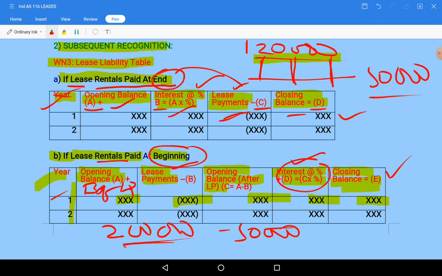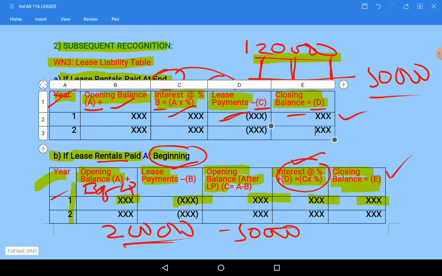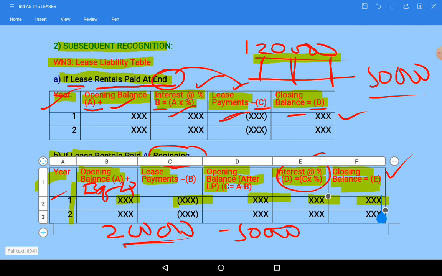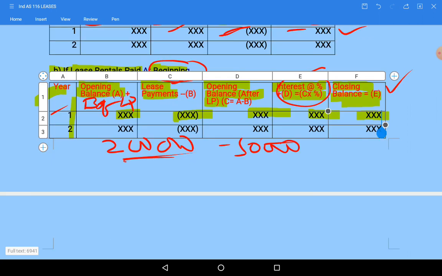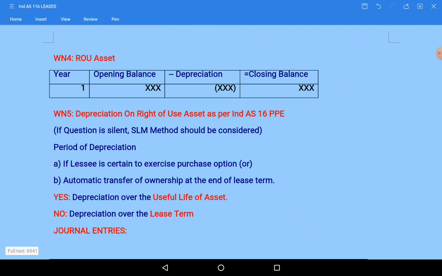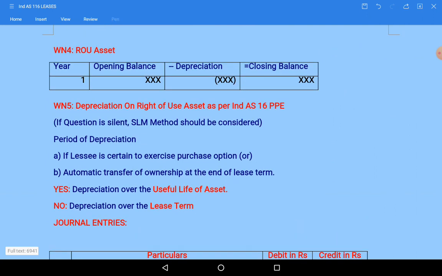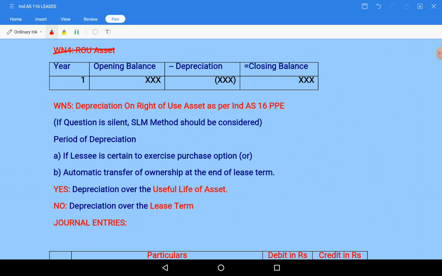Okay, hope you have understood. At the end means A table, at the beginning means B table. Please understand this concept. This is about the lease liability table. Next we need to take further one more working note, that is the right of use of asset account. This is working note 4.